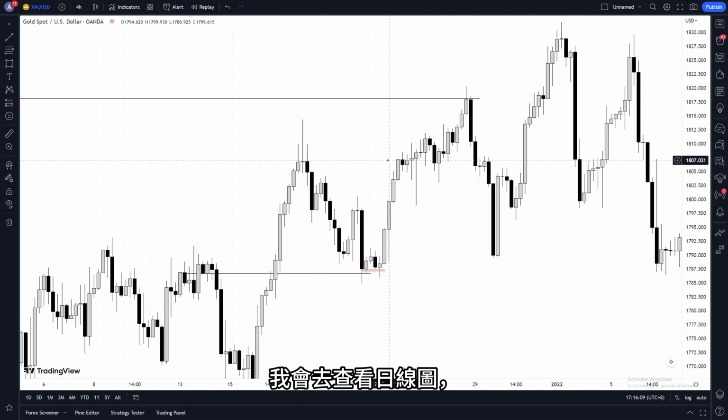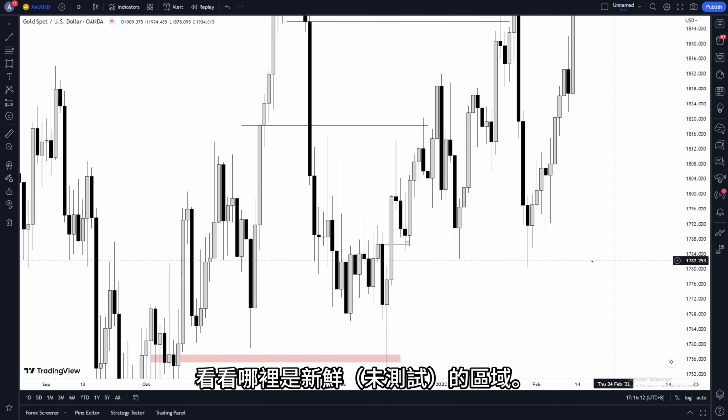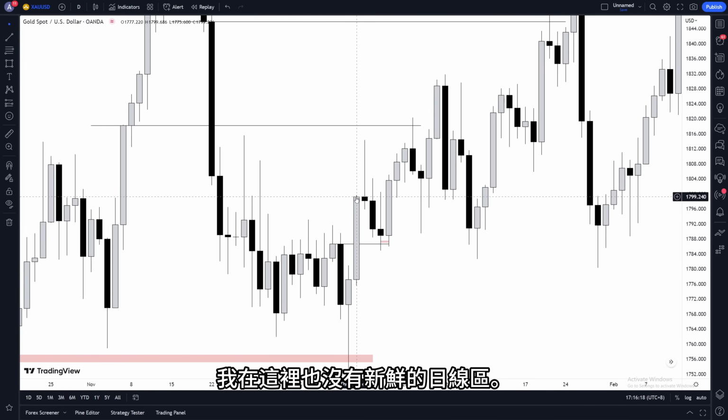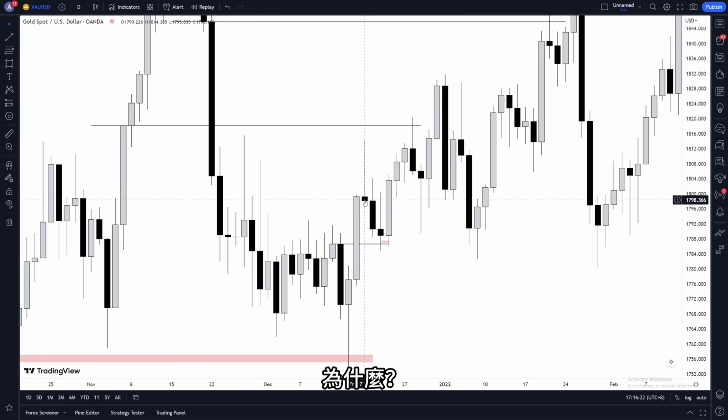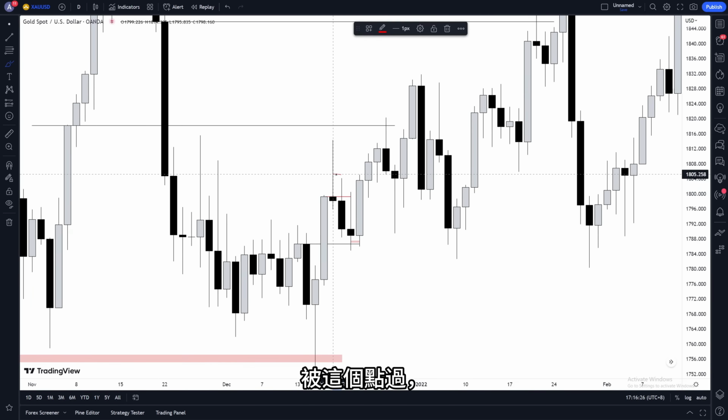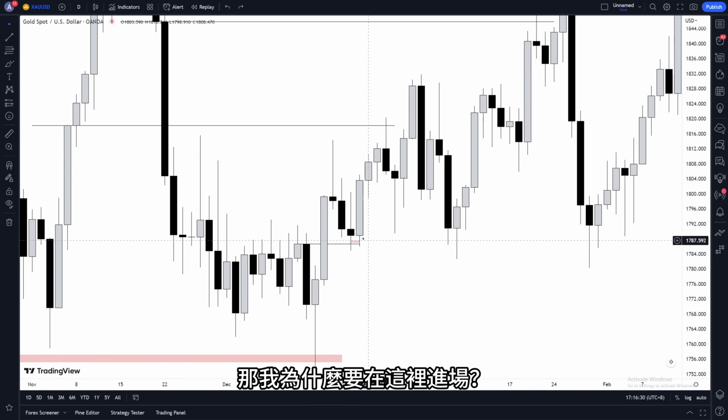Very, very simple. I am going to go to the daily, and I'm going to see what is the fresh. I have no fresh daily here. See this open close, it's already tapped. I have no fresh daily here as well. See this traditional buy sell. Why? Because this one's tapped. This one tapped here. You see what I'm trying to say, right? Tapped by this, tapped by this.